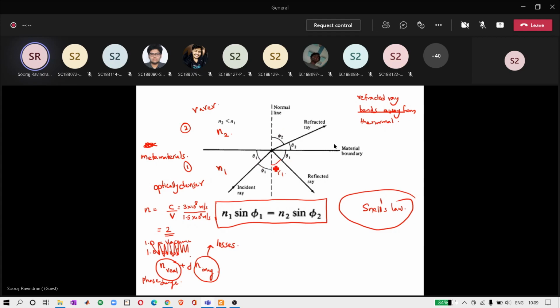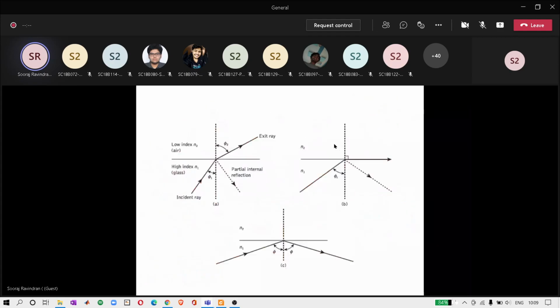And you also know that laws of reflection also says that the incident angle phi 1 and the reflected angle should be the same. That means this angle should be the same as this angle. So this law is what is called as the Snell's law. So the light propagation or the information propagation through optical fiber is actually based on Snell's law and total internal reflection. So we'll see what it is.